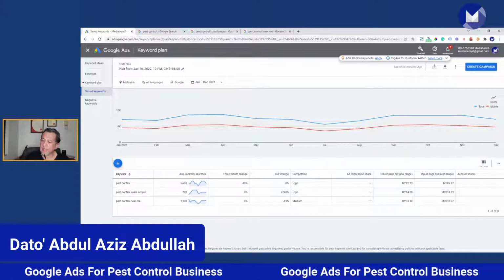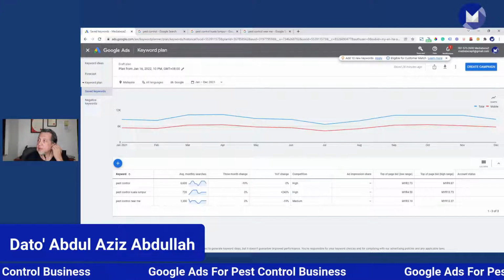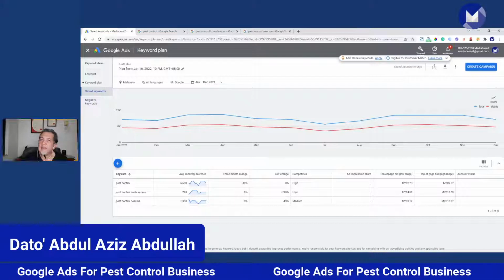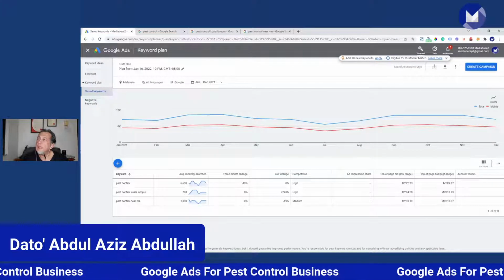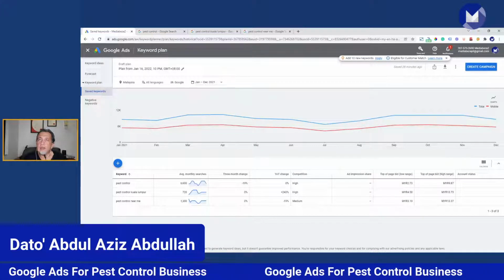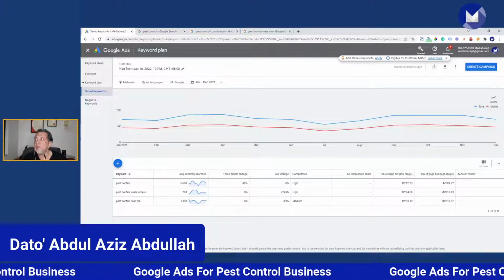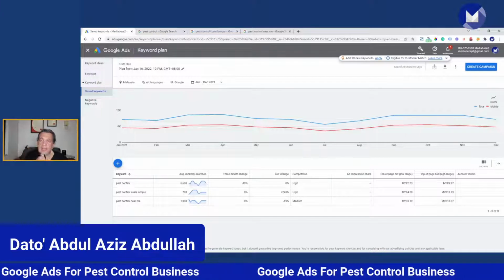Let me see. Now I'm at my Google Ads account. If you want to set up your ads with Google, you need to set up your Google Ads account. Since I already have the account, I just log into my account.